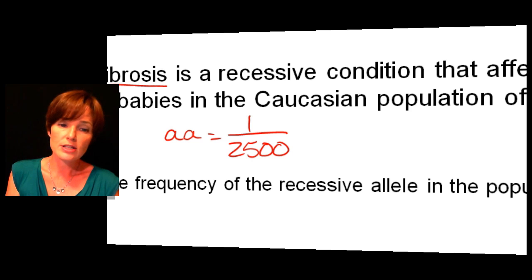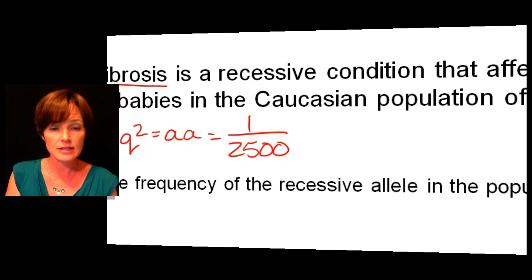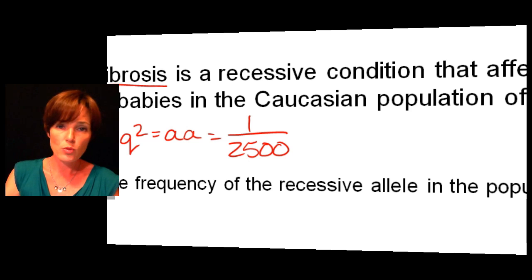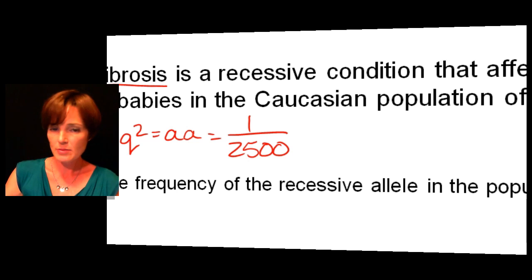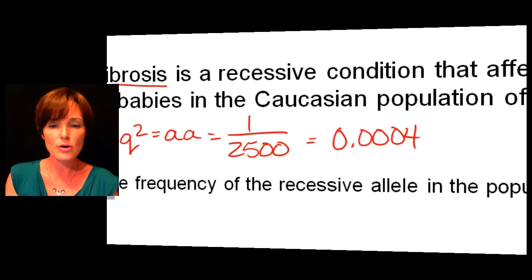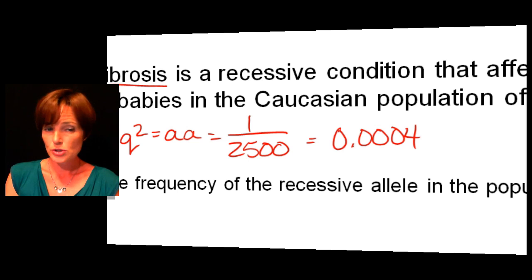So to figure out what little a would be, which is the same as asking what q squared is, because remember that q squared represents little a, we basically just need to divide 1 by 2,500. So I'm going to do that. Okay, and what I'm coming up with is this right here. Okay, 0.0004. So that's going to give us q squared.